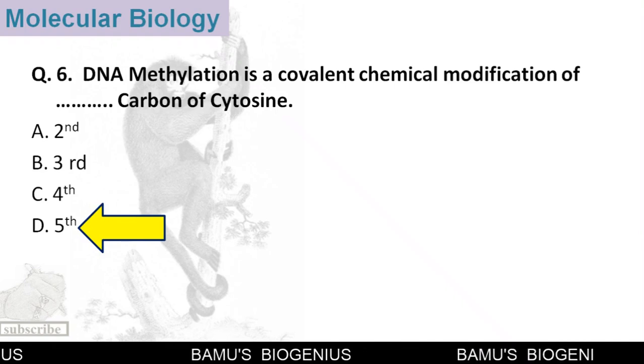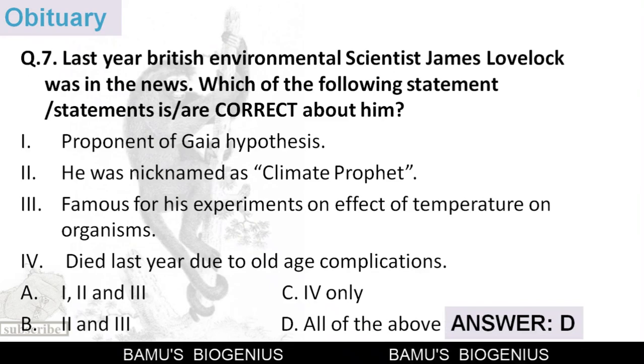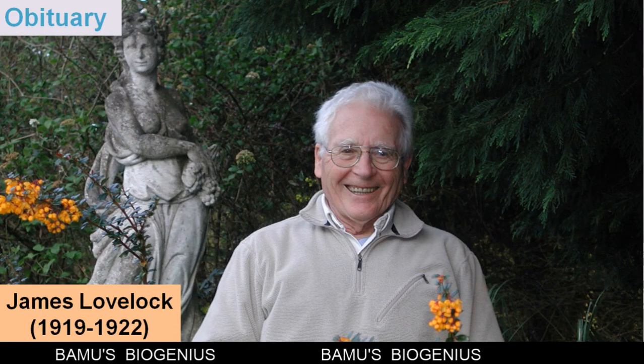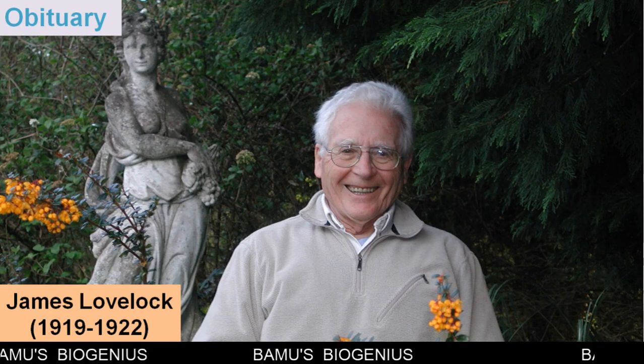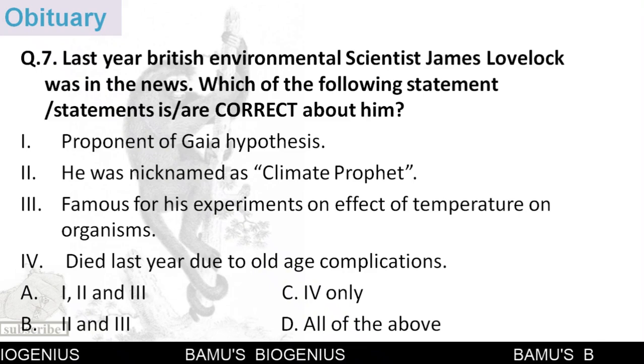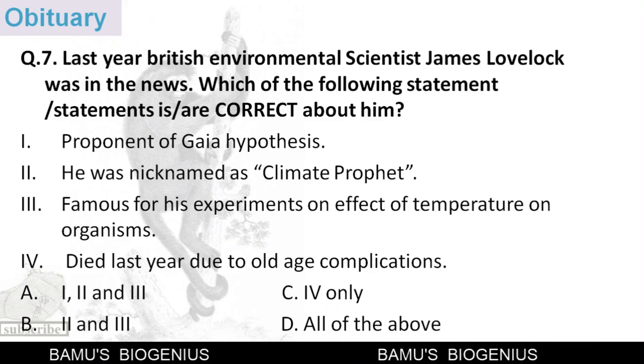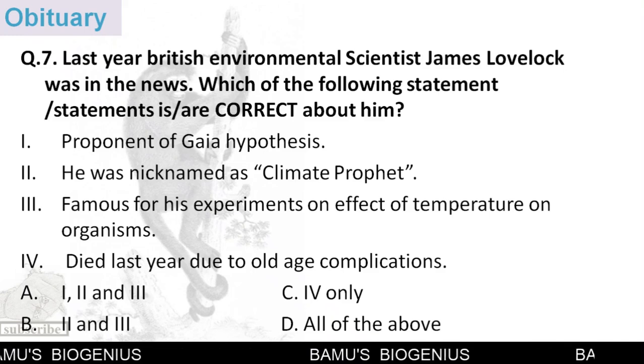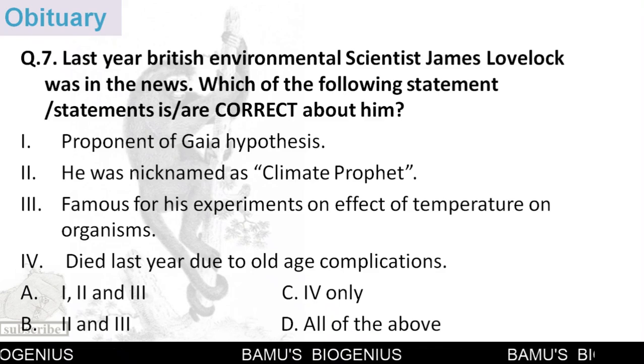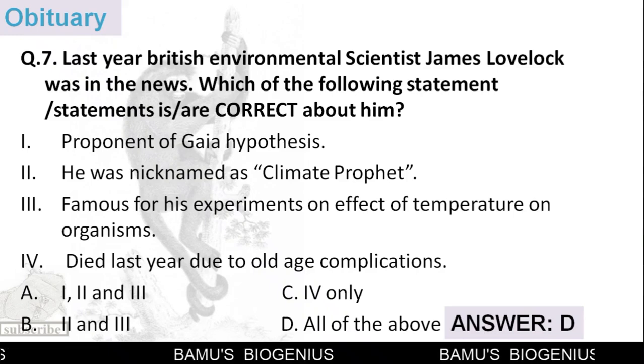Then the next question is from the obituary. You can see here, he was a great scientist, James Lovelock. Last year British environmental scientist James Lovelock was in the news. Which of the following statements are correct about him? He was a proponent of the Gaia hypothesis. He was nicknamed a climate prophet. He was famous for his experiments on the effect of temperature on organisms. And fourth, he died last year due to old age complications. The answer here is all of the above, that is answer D. So this was James Lovelock.